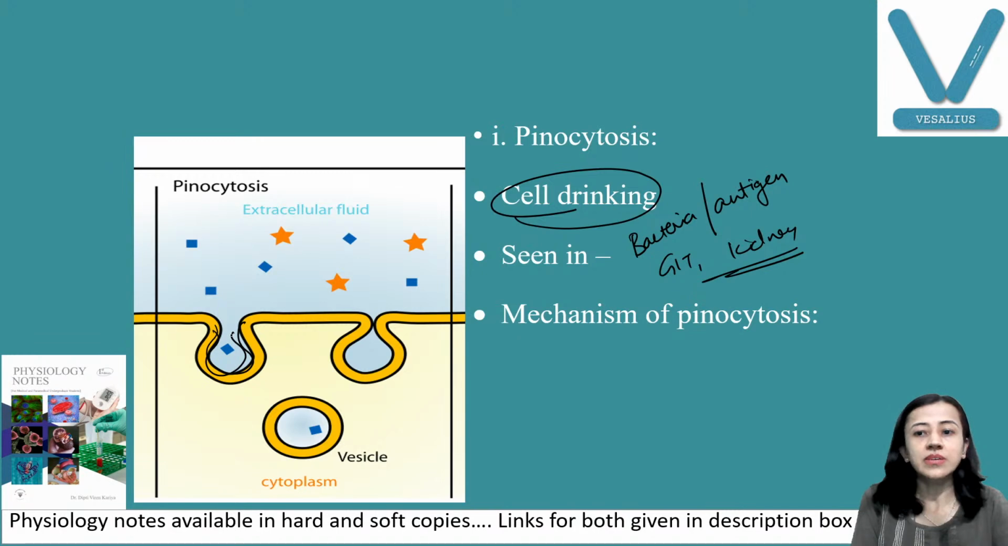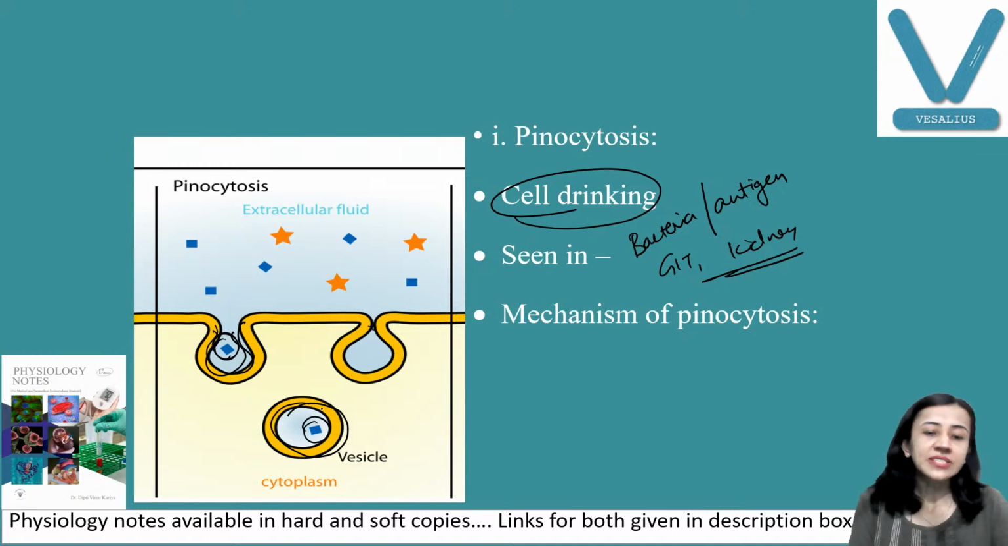There is a formation of a pit in the cell membrane. Now the molecule comes in contact, then you can see the pit has been closed and there is formation of a vesicle. This vesicle contains your substance. So this particle along with the vesicle now enters inside the cell.